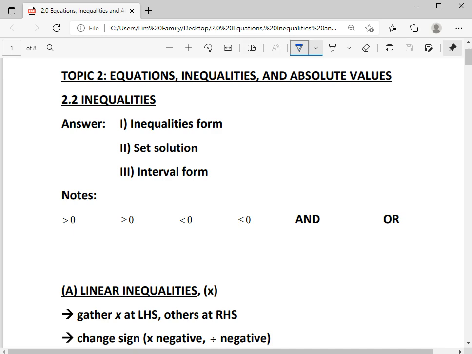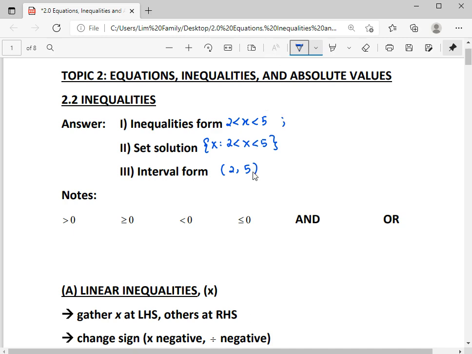Let's say our answer is in this kind of pattern. Then our set solution can be written using set notation, or if you want to write in interval, it will be an open bracket 2 to 5, because they don't have any equal sign, so 2 to 5.